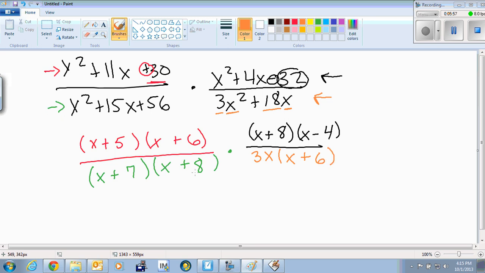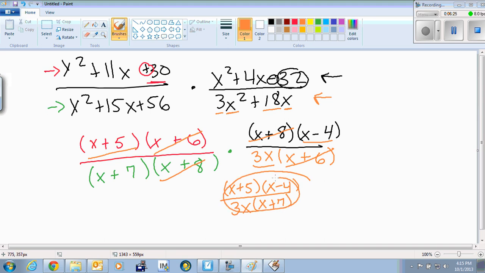So from here, all I try to do is get things to cancel. One has to be on top, one has to be on the bottom, like these x plus 8s, like the x plus 6s, and that is it. So your leftovers are the x plus 5, the x minus 4, and then on the bottom you've got left over the 3x and the x plus 7. And that is your answer.